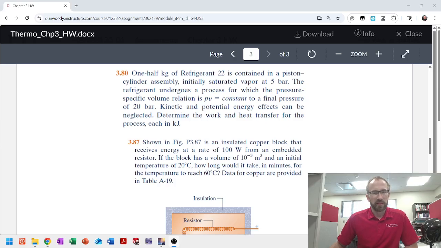Welcome to Demo Mechanical Engineering, Thermodynamics. This is MENG3130. We'll be working through problem 380 using Interactive Thermo.